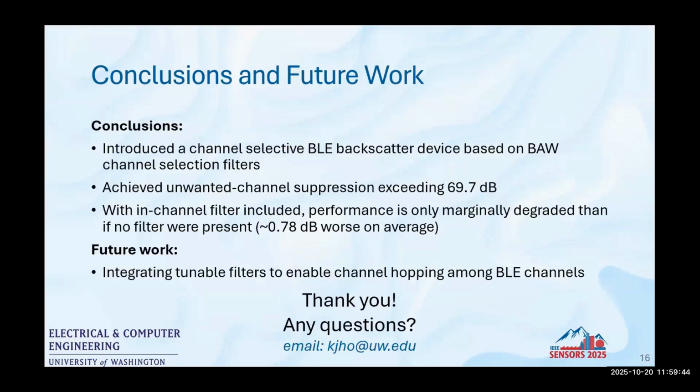So to conclude, we have introduced a channel-selective BLE backscatter device architecture that's based on bulk acoustic wave channel selection filters. This device was able to achieve an unwanted channel suppression that exceeds 69.7 dB. And again, meanwhile, our results suggest that performance is only marginally degraded if an in-channel filter is included, compared to if there were no filter at all. Future work includes integrating tunable filters that would allow channel hopping among all of our BLE channels.